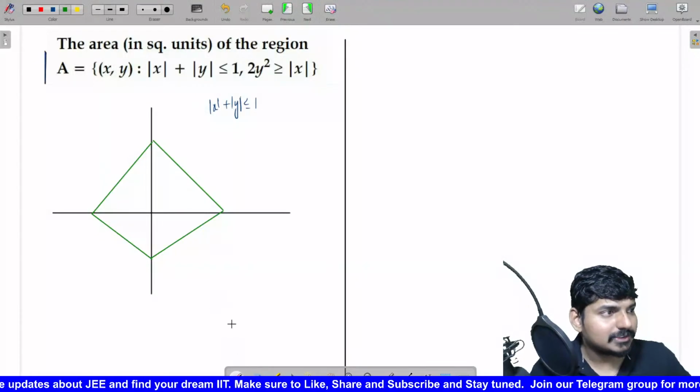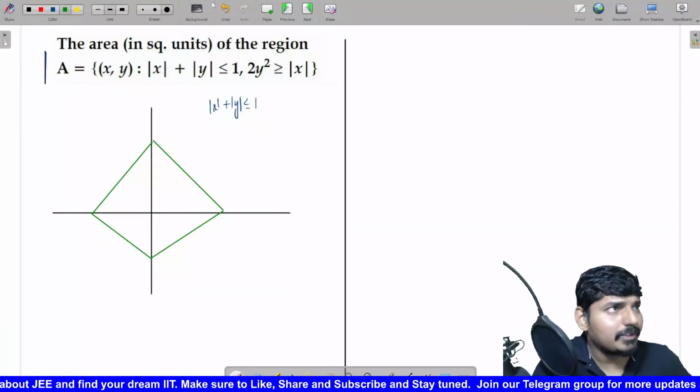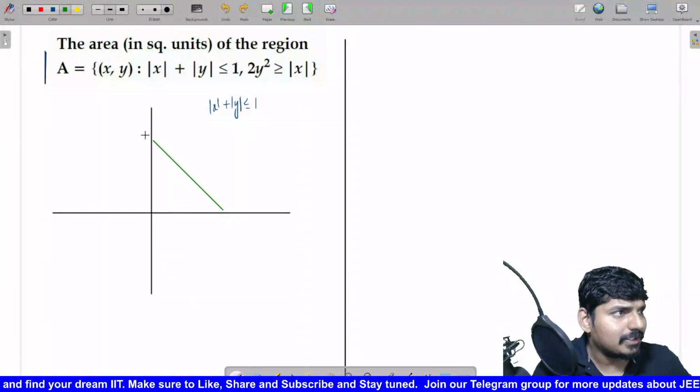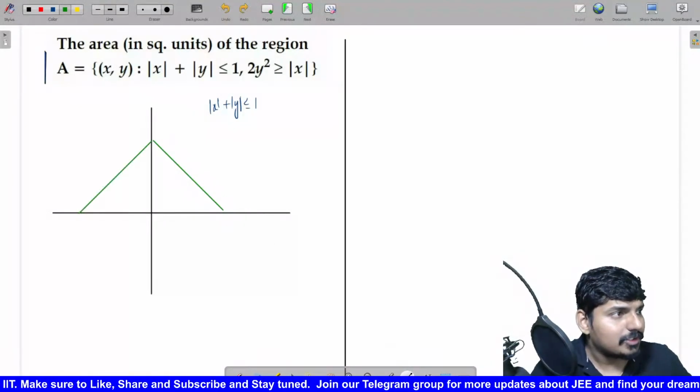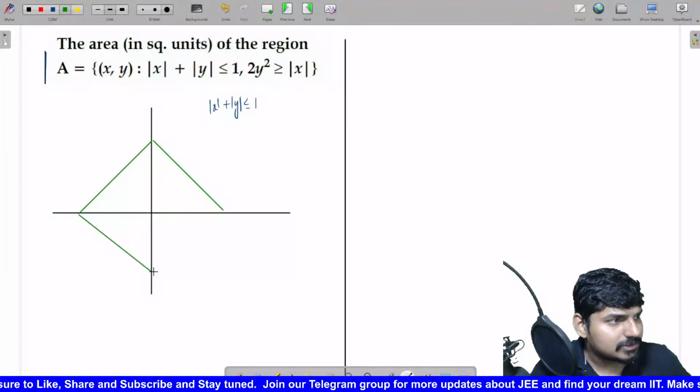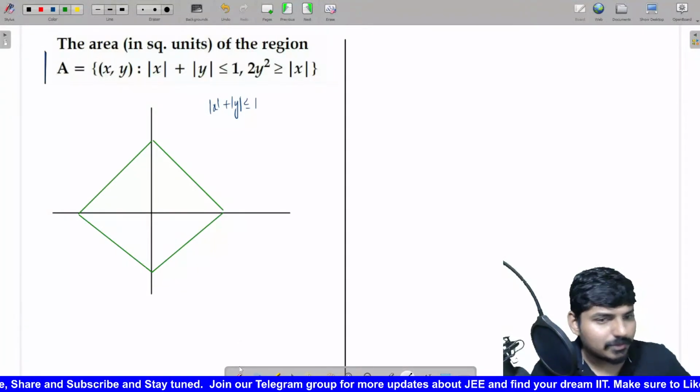How are you? So this is going to be the diagram you're going to get. Let me draw the exact diagram so that it will be clear. So this is the diagram. This is the type of diagram you are going to get, everyone. So yeah, this is going to be the type of diagram you're going to get.